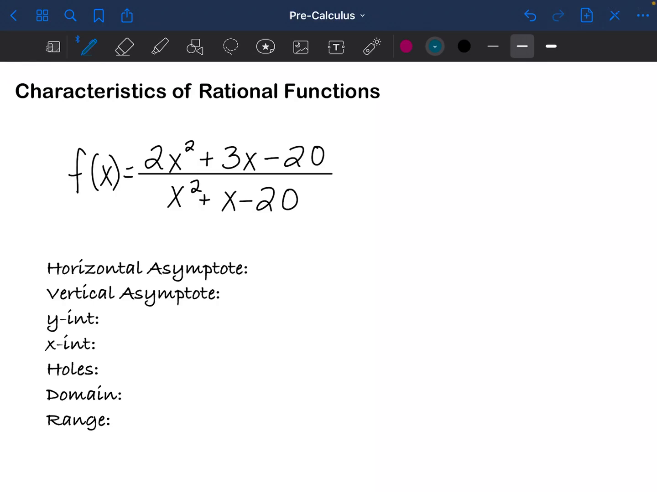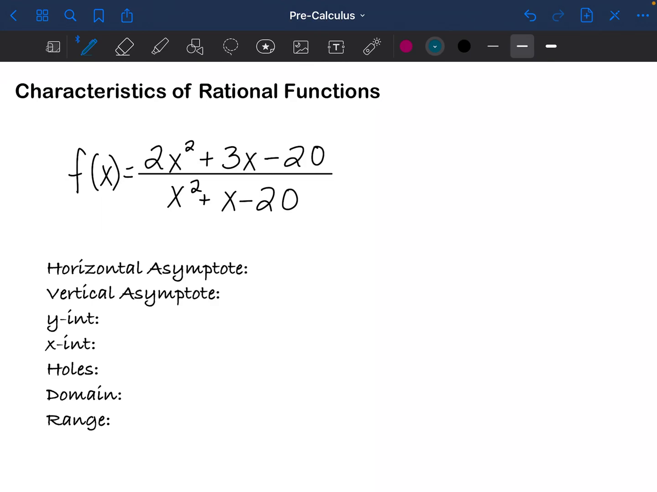Finding characteristics of rational functions. Let's get into it. I always like to look and see what the horizontal asymptote is first, because when it's in standard form, it's way easier to see how the function's growing, right? We only care about the terms with the highest degree because they're growing the fastest, right?